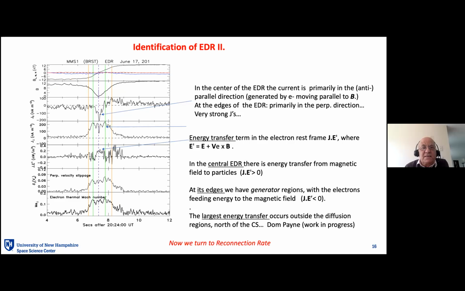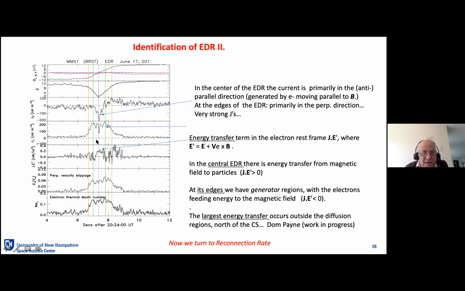And this is the second figure showing the identification of the EDR. This is for reference, the top two figures. Then you have here in the center of the EDR, the current is primarily in the anti-parallel direction, as you can see. However, in the IDR outside, you have a shoulder-like, it is more in the perpendicular direction. Most important of all is this J.E' term, which is the energy transfer term in the electron rest frame. So E' is given by this thing here.